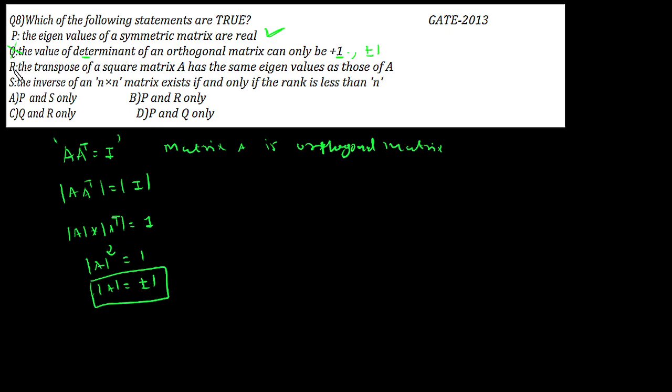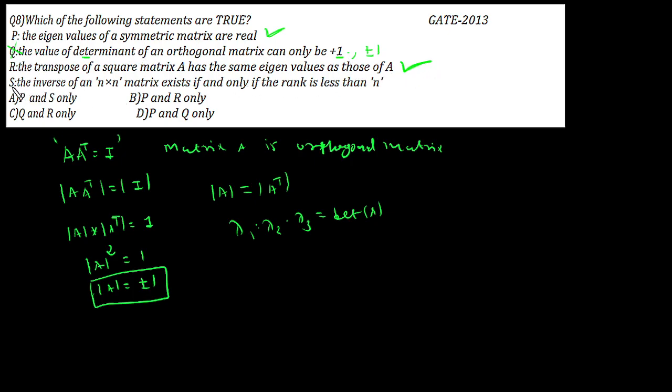So now let's move to statement R. Statement R says the transpose of a square matrix A has the same eigenvalues as those of A. Yes, it is the correct one, because we know that the determinants of A and A transpose are the same, and we also know that the multiplication of all the eigenvalues of any particular matrix is nothing but the determinant of that matrix. So from this you can also check for any matrix that after taking the transpose, its eigenvalues are exactly the same as those of the transpose matrix. So statement R is again true.